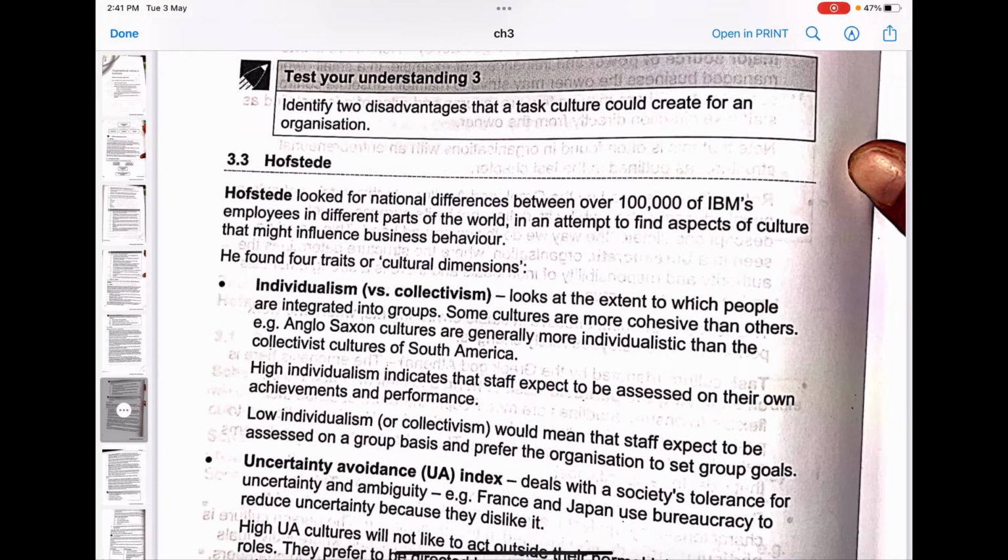Identify two disadvantages that a task culture could create for an organization. A task culture is where nothing is allowed to get in the way of completing the task. We've seen that. This would lead to high levels of stress, and quality might be compromised because we need to get the task done in a hurry. People would also feel that their individual needs are suppressed by the needs of the task, and might start to feel pressurized.